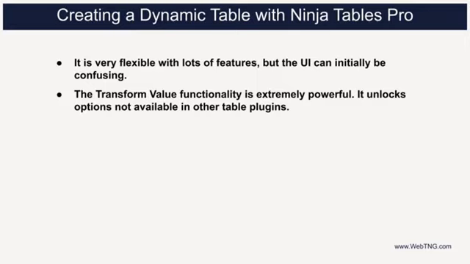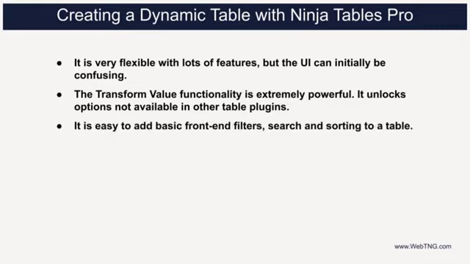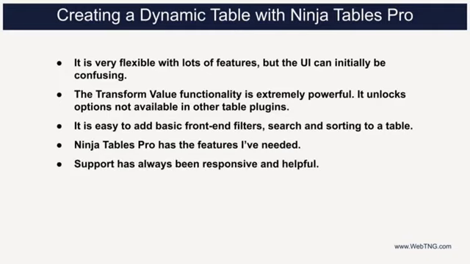The transform value for a column is very powerful. I think Ninja Tables uses a library that's compatible with Excel, so that you're able to use many of the Excel formula functions. I've used this feature a fair amount, and I'm impressed with it. I'm also impressed with how easy it is to add basic front-end filters, sorting, and search to a table. I own other WordPress table plugins, but I've always been able to do what I needed with Ninja Tables Pro. Over the years, I've contacted support a couple of times and found that the team was always helpful and went the extra distance to help.